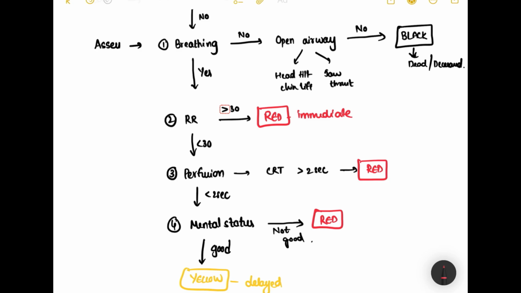If the patient is able to breathe, then count his respiratory rate, how many times he breathes in a minute. If it is more than 30, that is, he is tachypneic, so consider him under red. If it is less than 30, look for perfusion, like you can look at capillary refill time. If it is more than 2 seconds, then he comes under red, so he needs immediate treatment. If it is less than 2 seconds, you are going to assess his mental status. If mental status is good, then he comes under yellow. If it is not good, it comes under red.